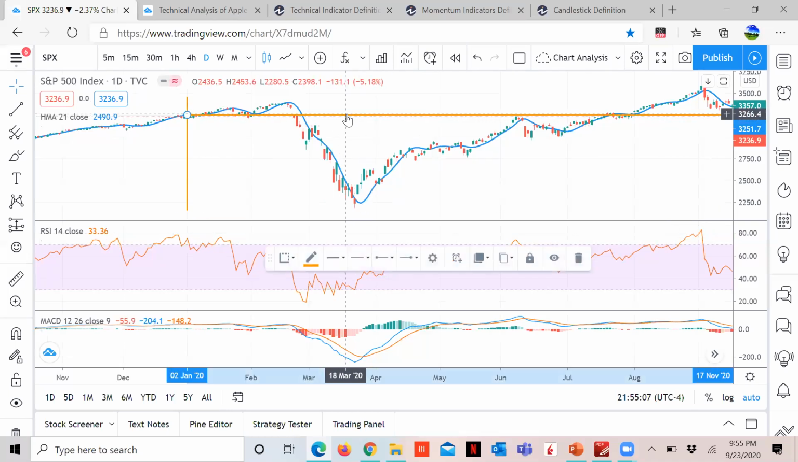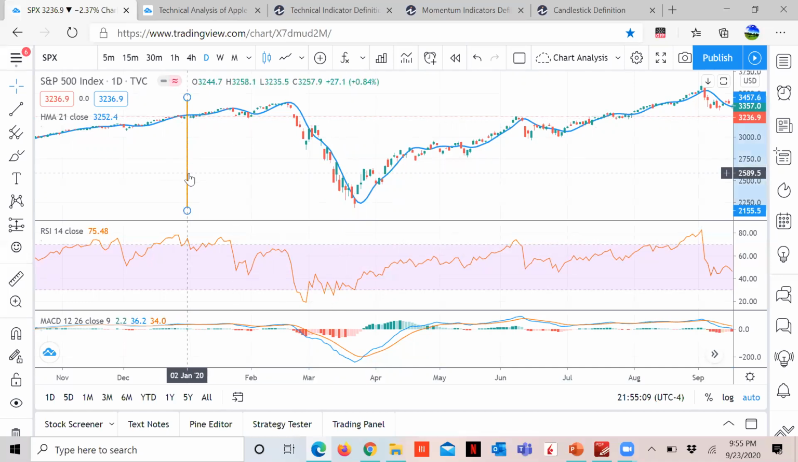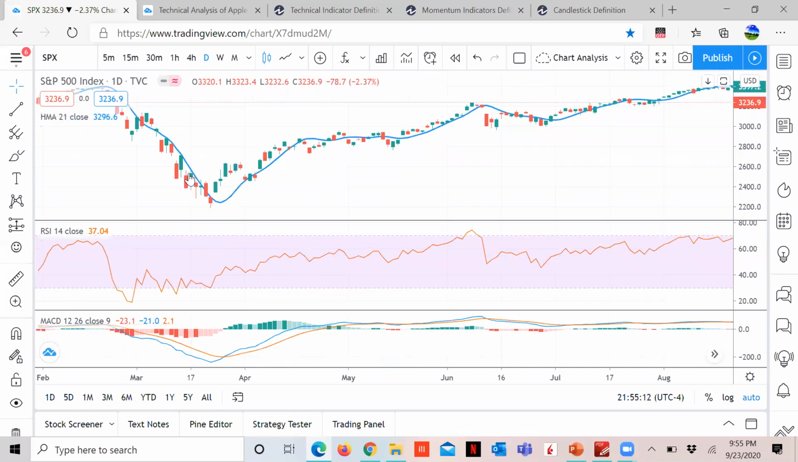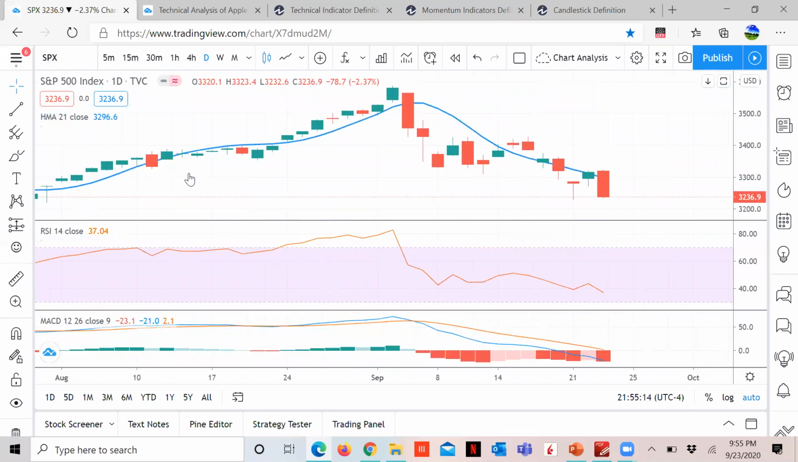Any questions? I think I overloaded you guys with too much information. My aim was to start with the basics on the candles.